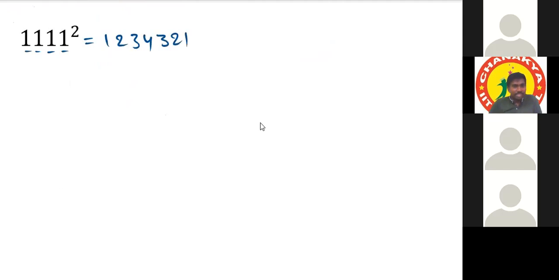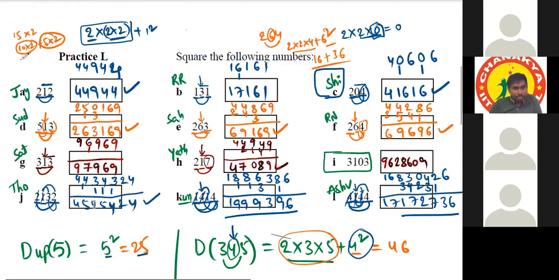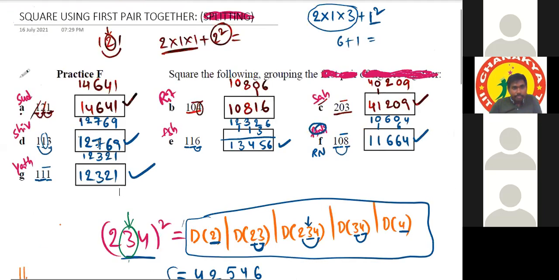In the previous exercise, there was one question. Yadharth's question was triple 1. So instead of using the duplex method, we can directly answer this as 1, 2, 3, 2, 1 simply. Yes or no? Yes, sir.